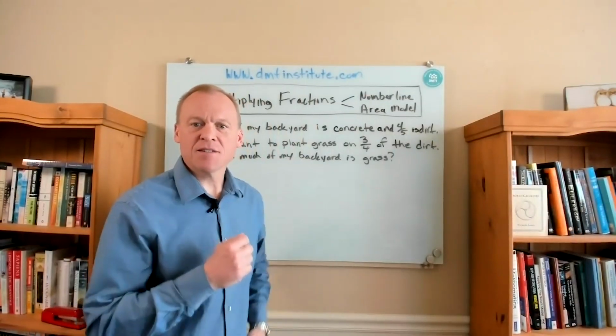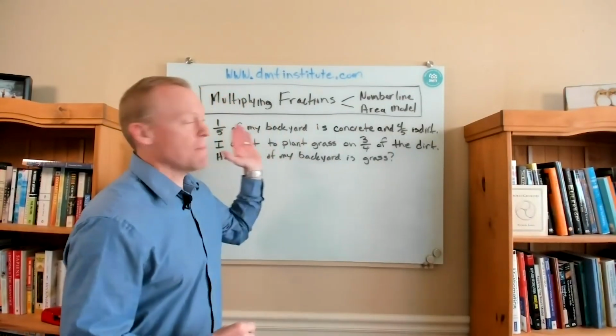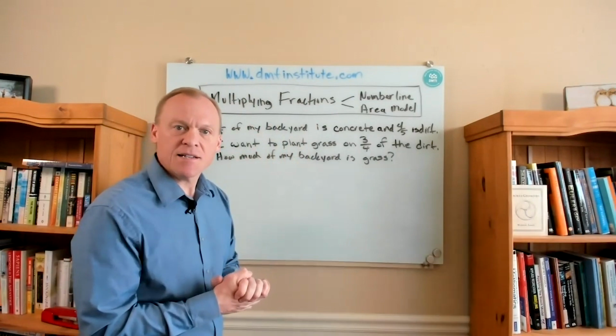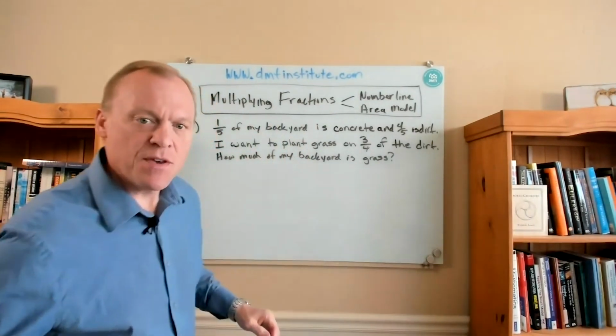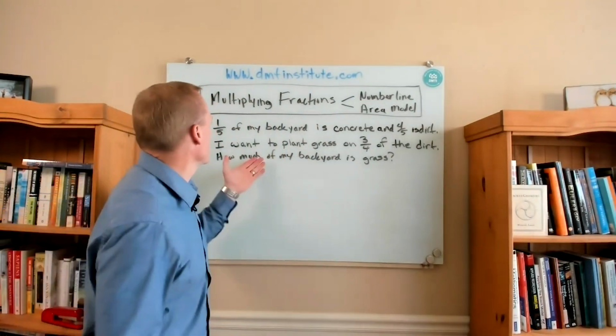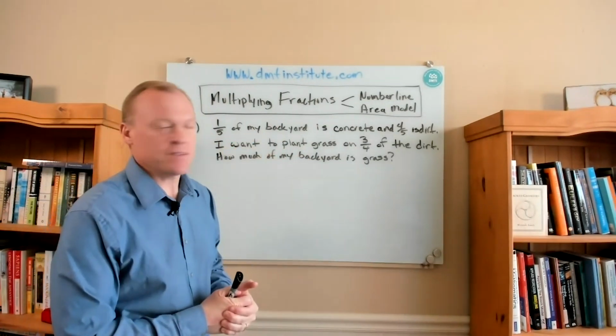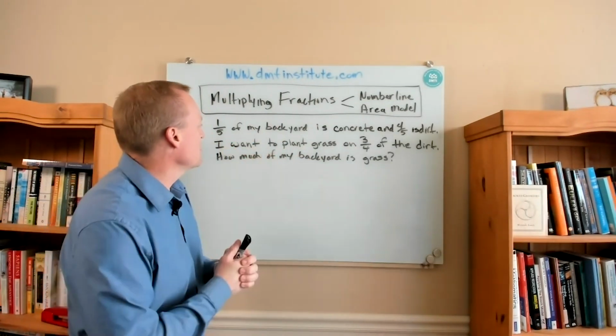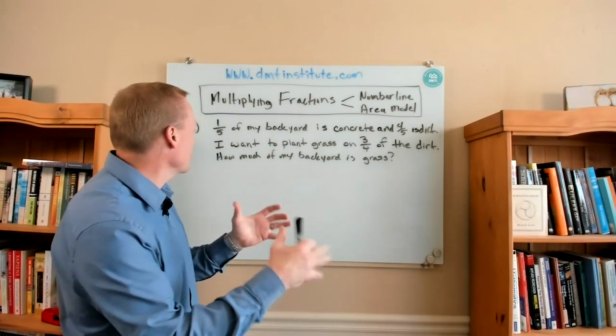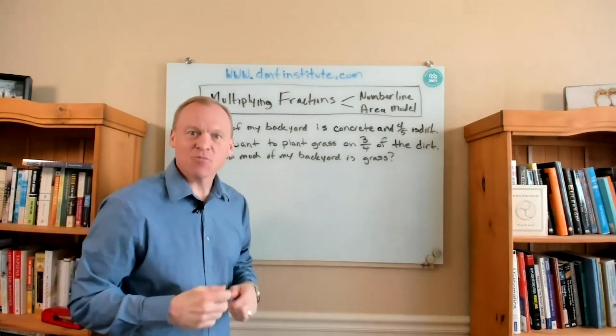I'm Jonathan, and this is part 2 of multiplying fractions, looking at a context and models. So in this one, the context is going to be 1/5 of my backyard is concrete and 4/5 is dirt. I want to plant grass on 3/4 of the dirt. How much of my backyard is grass?